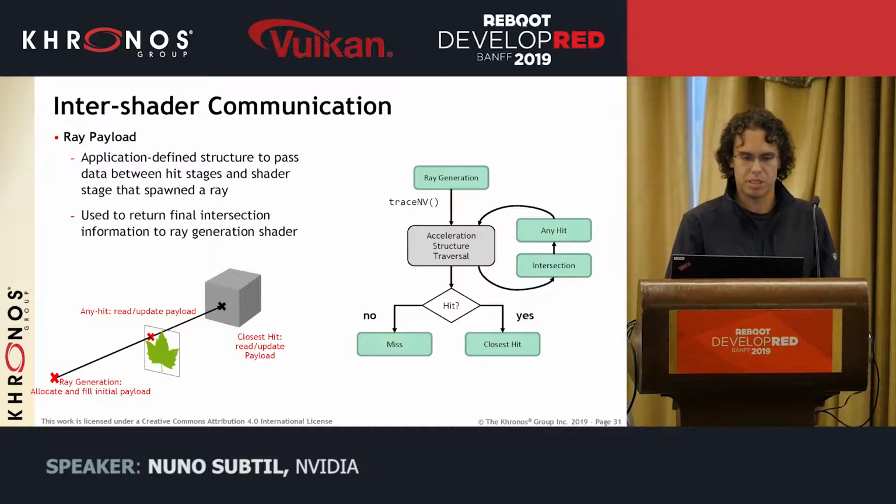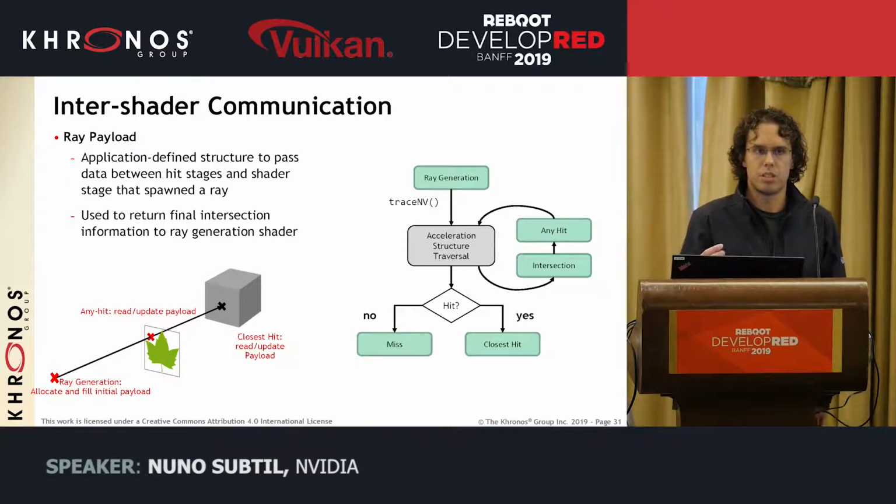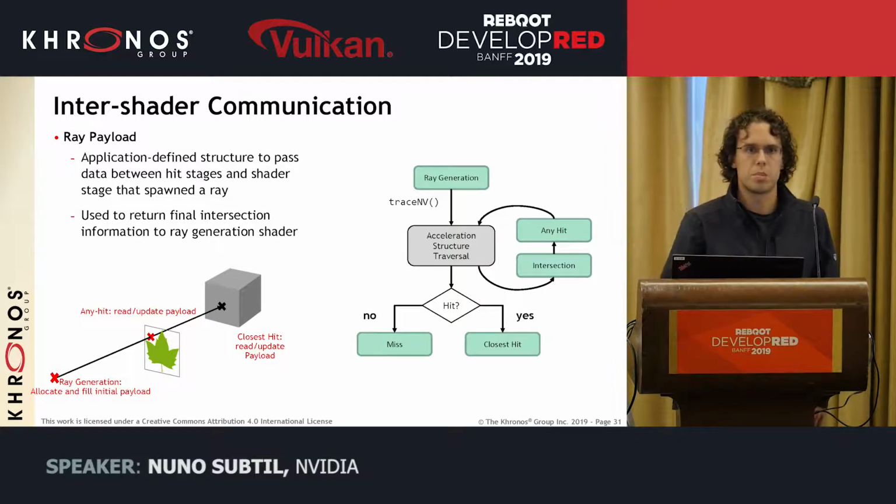It could be anything. It's entirely application defined. But the idea here is that you initialize it in the ray generation shader, and all the hit shaders can update it. And then the data, after it's updated, gets returned back to the original ray generation shader or to the shader that spawned the ray to begin with. So this is used to return final intersection information back to the original shader stage that spawned the ray.